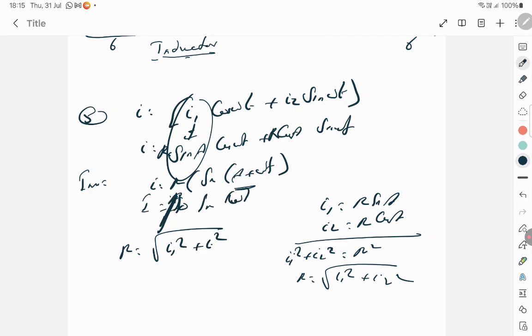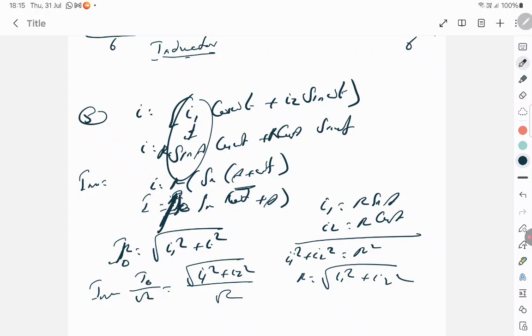sine omega t plus a. So then therefore I know that this is I naught. I got I naught, and if you want IRMS, it is I naught by root 2. So can I write it as root of I1 square plus I2 square by root 2, and thus I got this as the answer, which is option number C: root of I1 square plus I2 square, by root 2. So option number C is the answer.